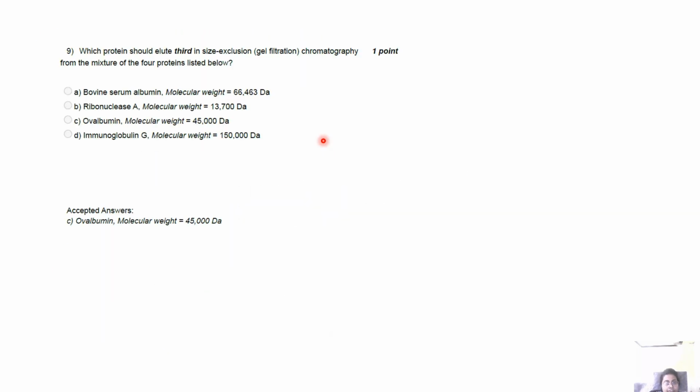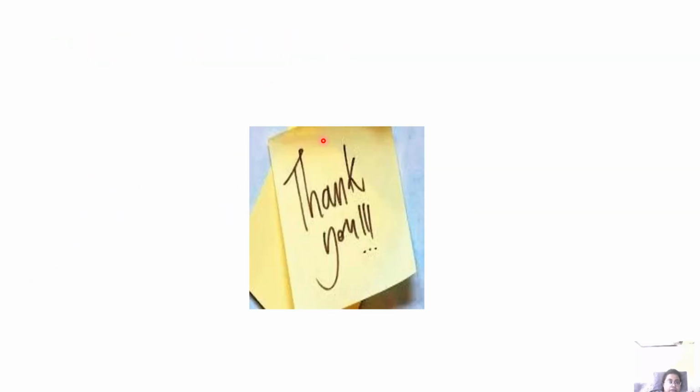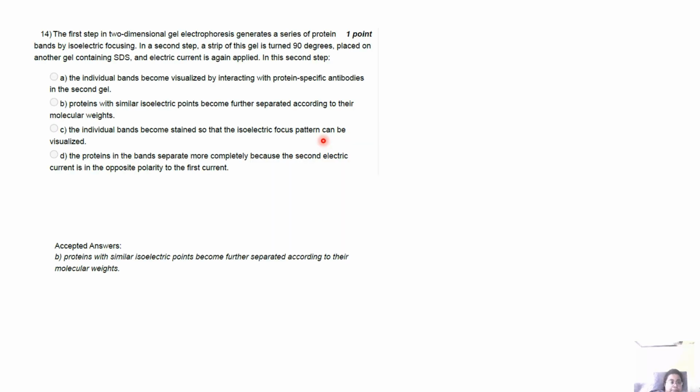So coming back to the question that we started with basically. The first step is 2D isoelectric focusing, the second step is SDS-PAGE. The proteins with similar isoelectric points become further separated according to their molecular weights.